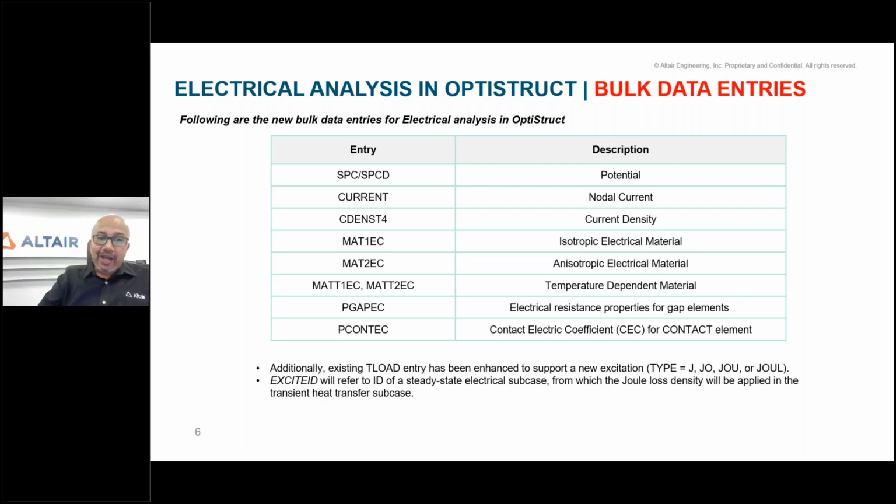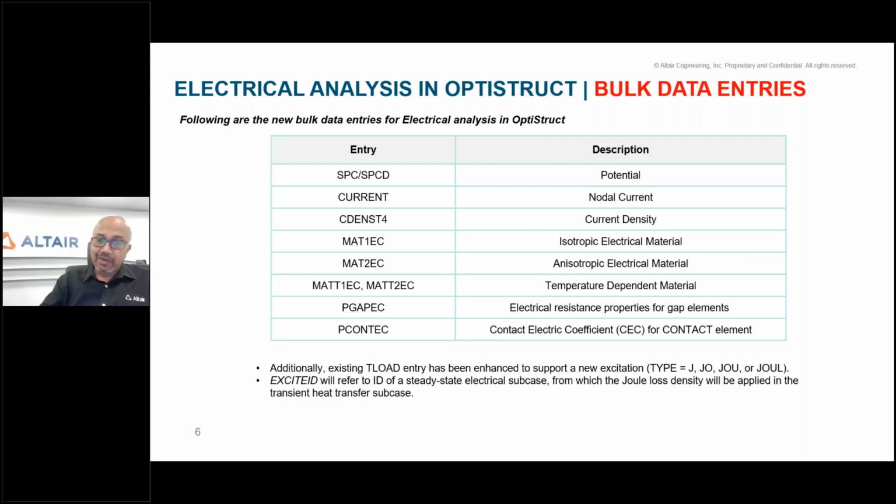Also, this resistivity can be affected by the rise in temperature. So, as we have many temperature dependent materials, MAT TT, here we have MAT TT 1 EC and MAT TT 2 EC. In that way, these materials can become temperature dependent materials, where you can have a material curve defined with respect to temperature and change in the resistivity. We'll see that again.